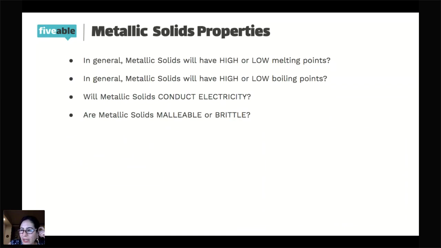Remember that, can you make a shape out of a metallic cube? Exactly, they are malleable. You can shape them into whatever shape you like by applying force. Excellent.